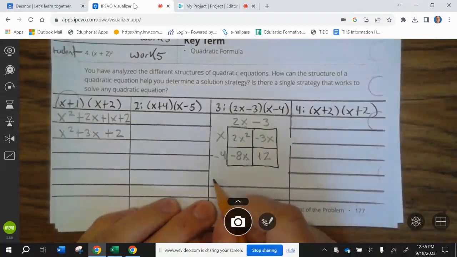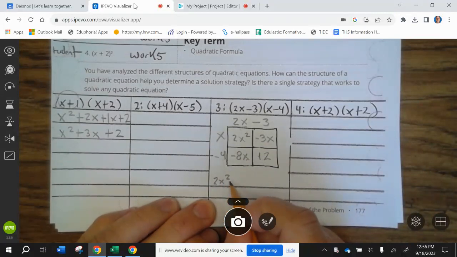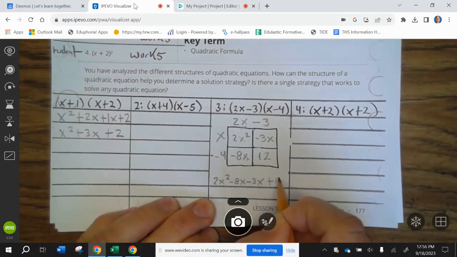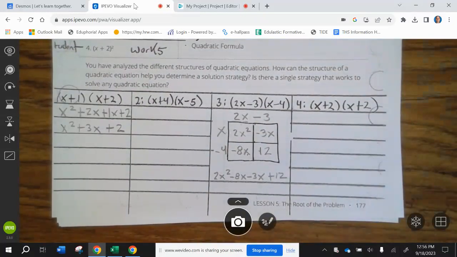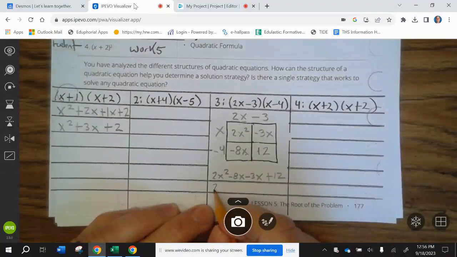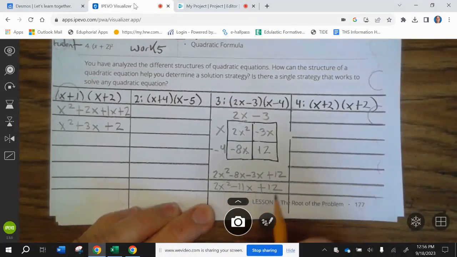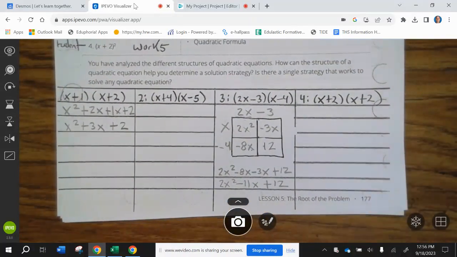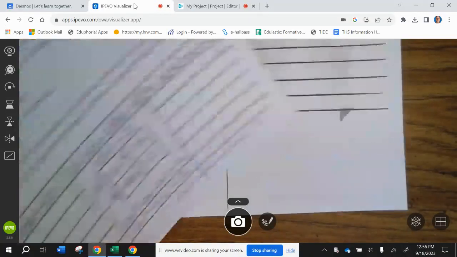So then we have 2x squared minus 8x minus 3x plus 12. Combine the middle term, so you have 2x squared minus 11x plus 12. All right, go and finish up the other warm-up questions. All right, let's take a look at the next page.